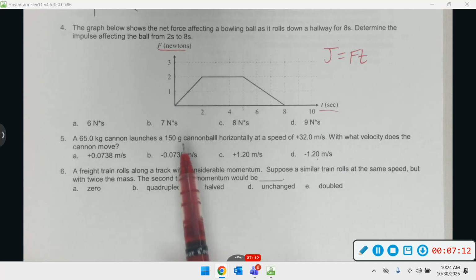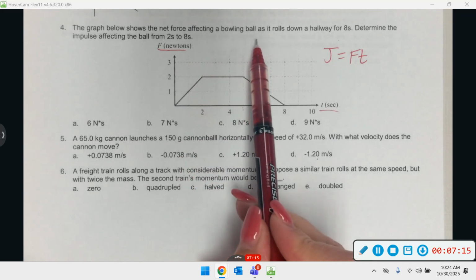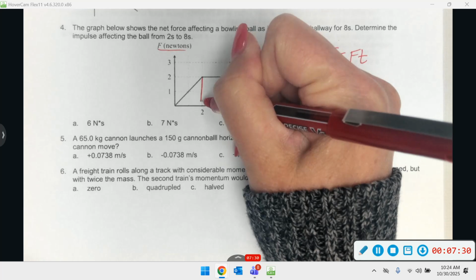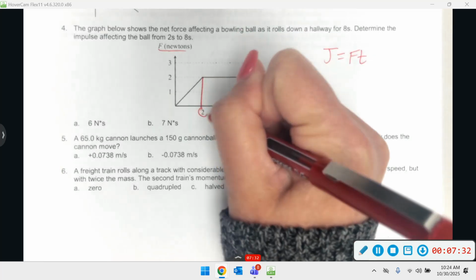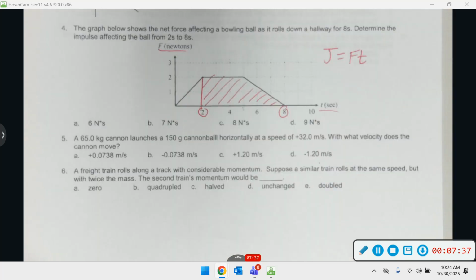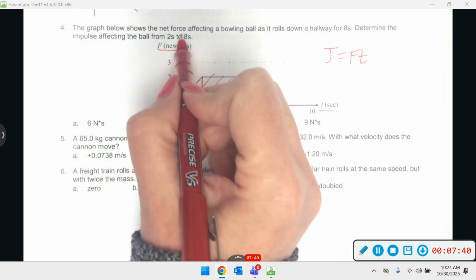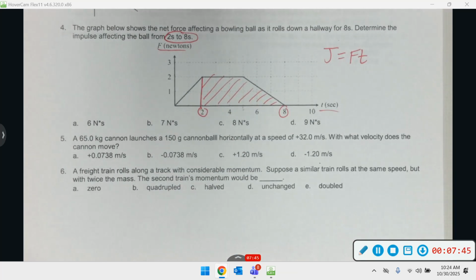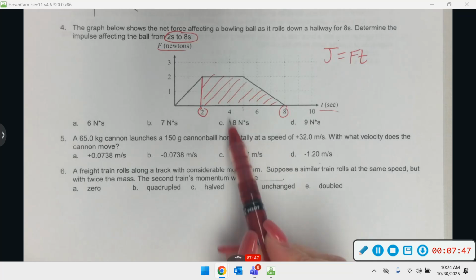It says, the graph below shows the net force acting on a bowling ball as it rolls down a hallway for 8 seconds. Determine the impulse from 2 seconds to 8 seconds. So that's one issue. If you didn't read that carefully, you are not finding the entire area. You are only finding the area from 2 seconds to 8 seconds. You want this portion. That's it, because that's what the question says. So make sure you're reading it because it's not always the whole area. So that's all you're going to do. You're going to find the area of this.